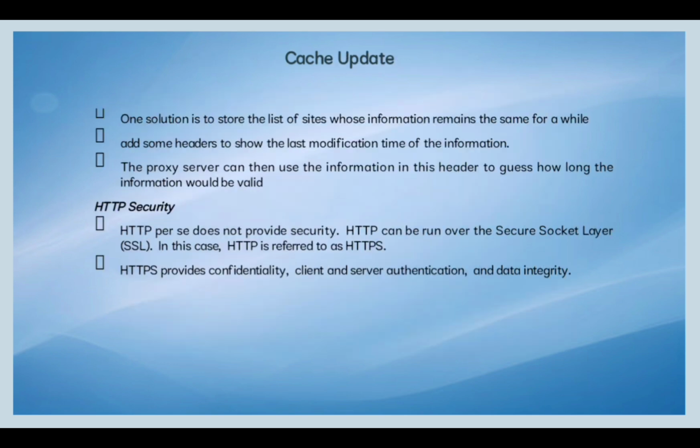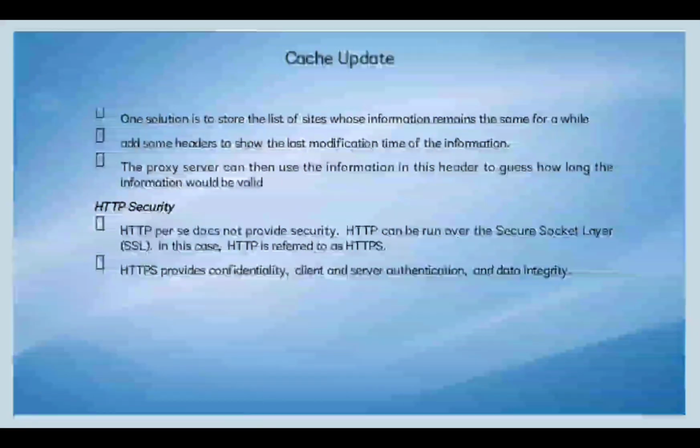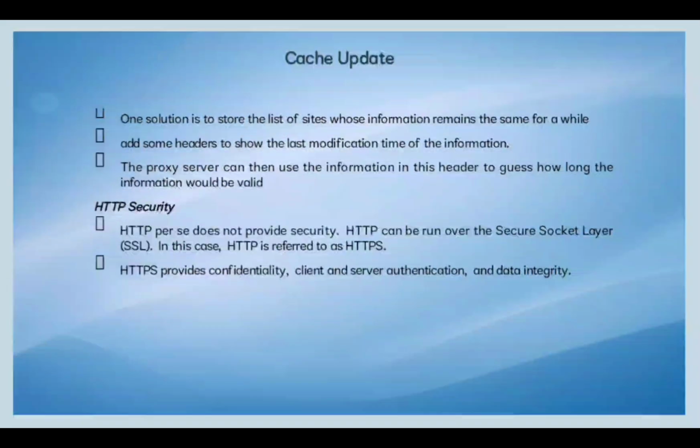Cache update. One solution is to store a list of the sites whose information remains the same for a while. Add some headers to show the last modification time of the information. The proxy server can then use this information to guess how long the information would be valid.